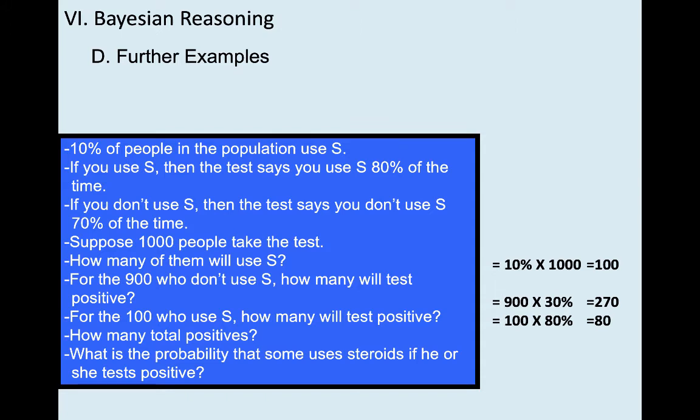How many total positive tests? Well, for the 900 who don't use, we get 270 positive tests. For the 100 who do use, we get 80 positive tests. So we add those together to get the total number of positive tests. That's 270 plus 80, which is 350. So how many people who are actually using test positive? 80. How many total people test positive? 350. So the odds that you're a user, given that you've tested positive, are 80 out of 350, which is around 23%. Remember, in this context, we're using this symbol for approximately, even though when we do logic, we'll use it for not.